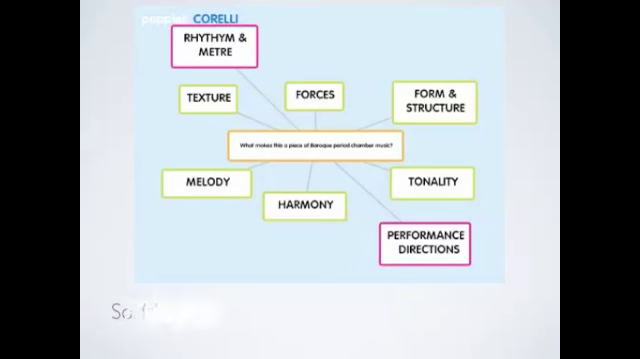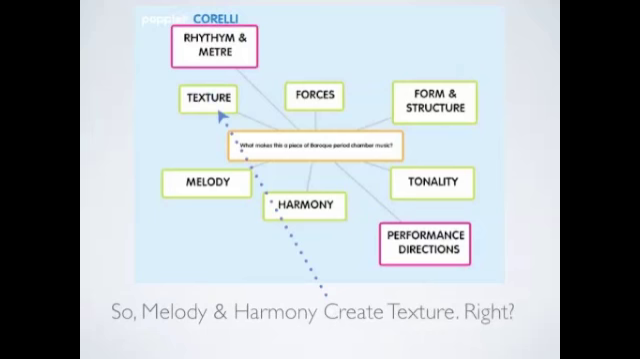And then, finally, we're going to be looking at texture, because melody and harmony create texture. So we're looking up there at texture, and what kind of textures do we have? Well, we've got monophonic, polyphonic, homophonic, heterophony, all those things that you studied in years past. But the overall texture of the piece and any other interesting textural features.